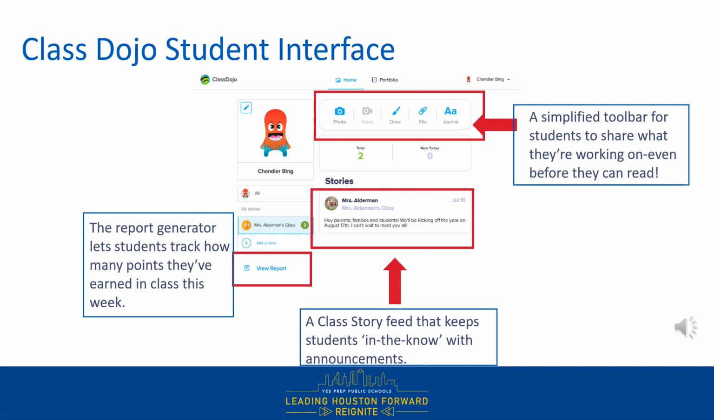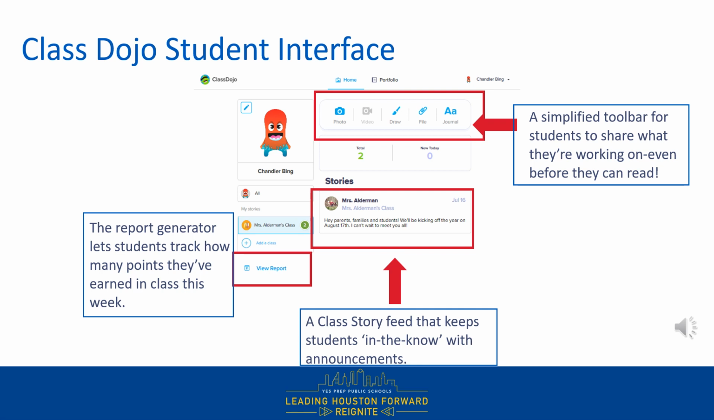Like parents, students will have their own logins and interfaces with Class Dojo as well. Your student will see that they have a simplified toolbar on the top of their screen that allows them to share what they're working on in a way that works for them via a photo, drawing, journal, or an uploaded document. They'll also see that their assignments live under stories and portfolios. Students can click either of these buttons to access important links and assignments for their asynchronous work. Don't forget, these will also come via email to parents as well.